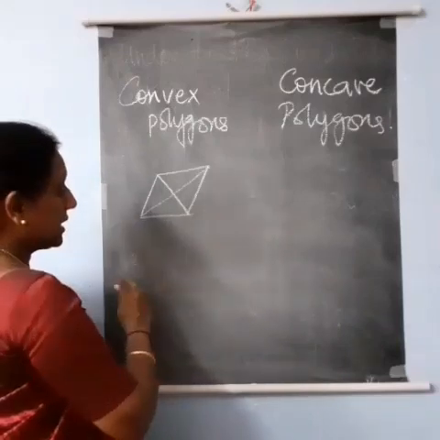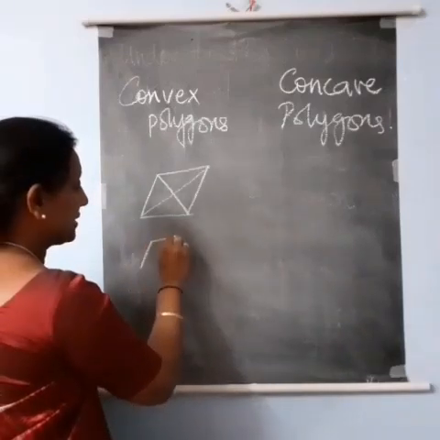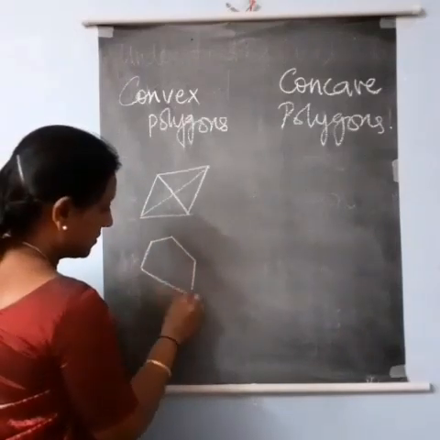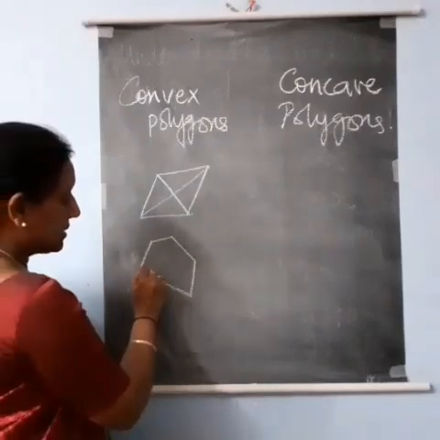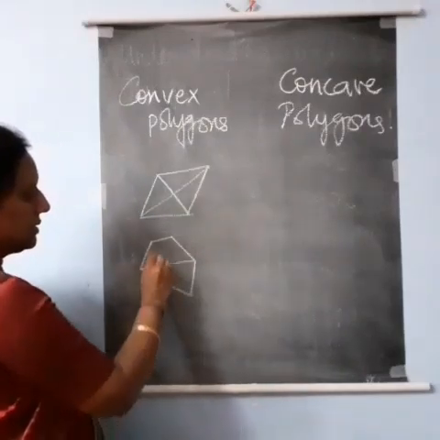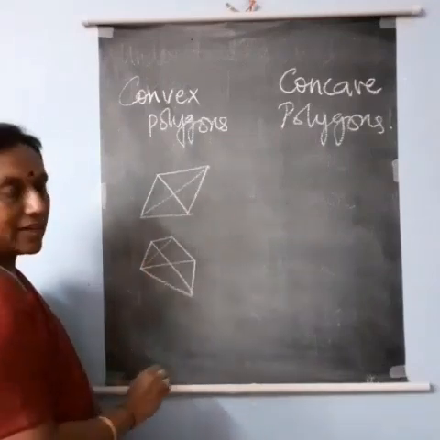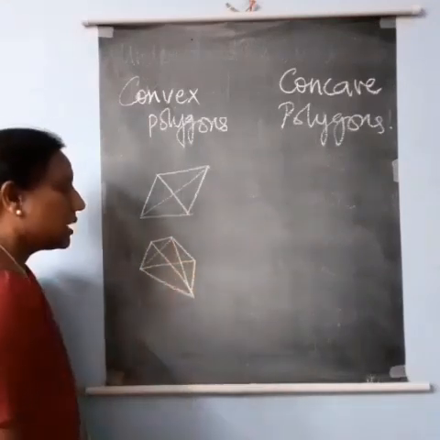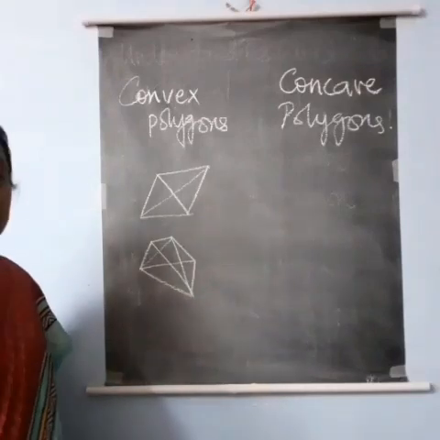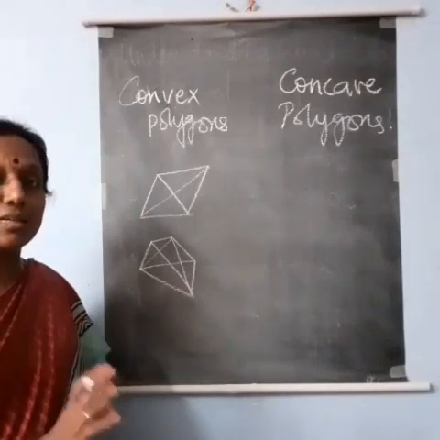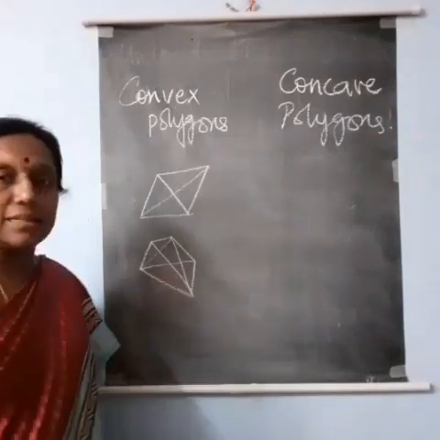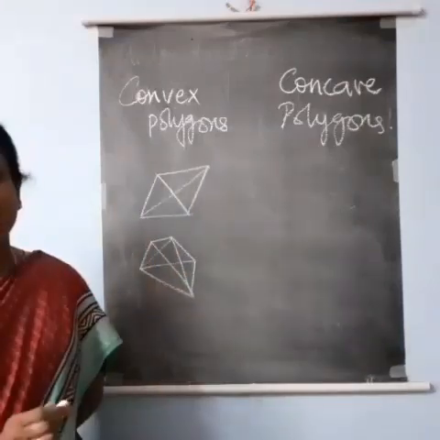Now, supposing I have a figure like this. Now what happens? These two will be a diagonal, these two will be a diagonal, this will be a diagonal, right? These two will be a diagonal. All the diagonals joining two non-consecutive vertices are interior. So it is also a convex polygon.